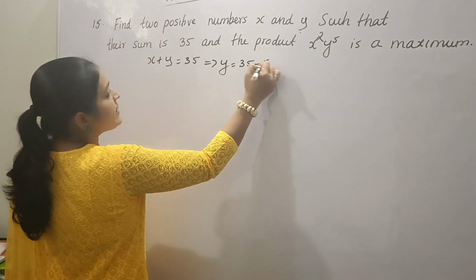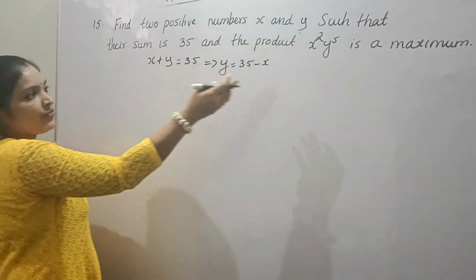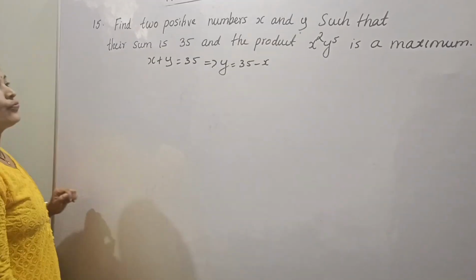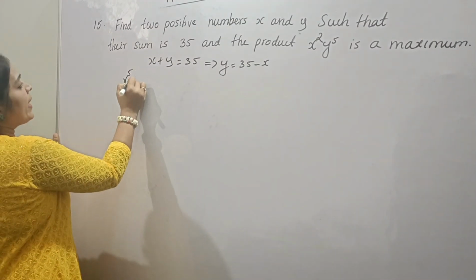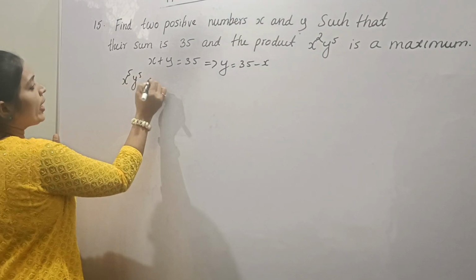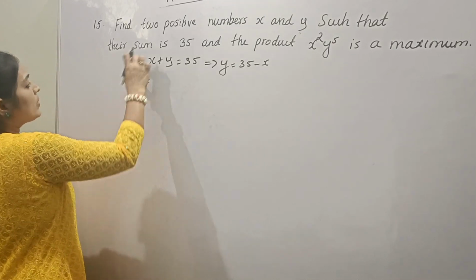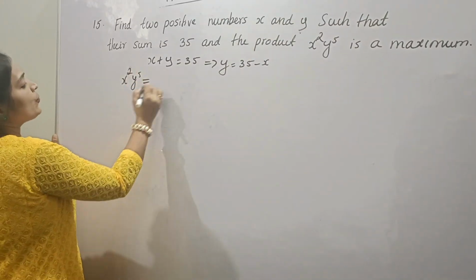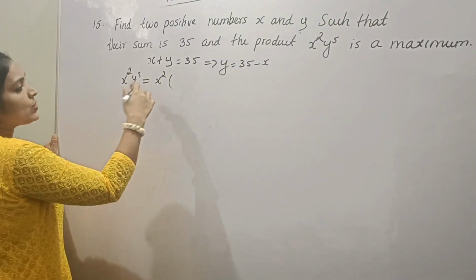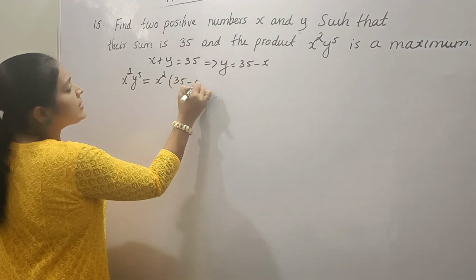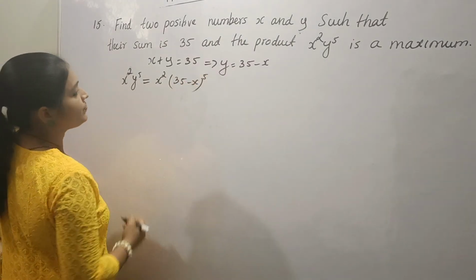So here it is given x and y are two numbers. So x plus y is equal to 35. Their sum is 35. That implies y is equal to 35 minus x. Right? So what is our function? X square into y raised to 5. So here we have to make that y terms to x terms. So x square y raised to 5 is equal to x square into 35 minus x whole raised to 5.